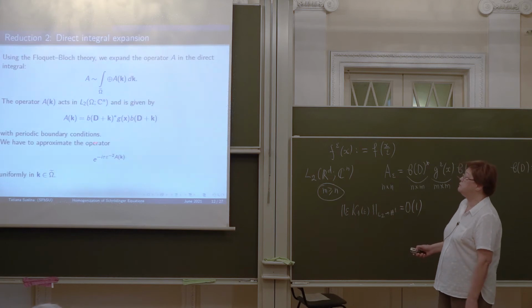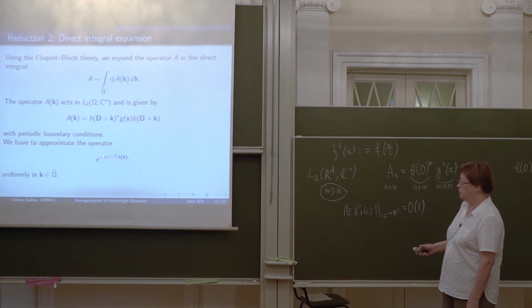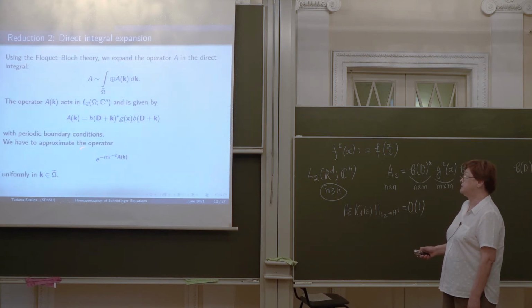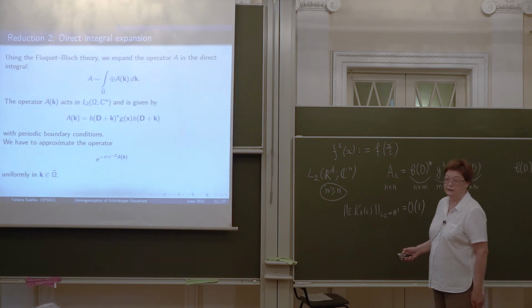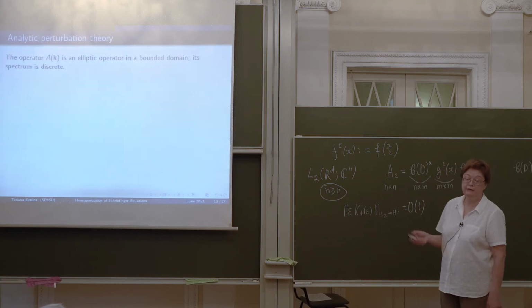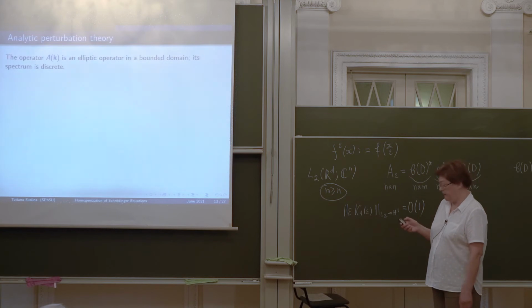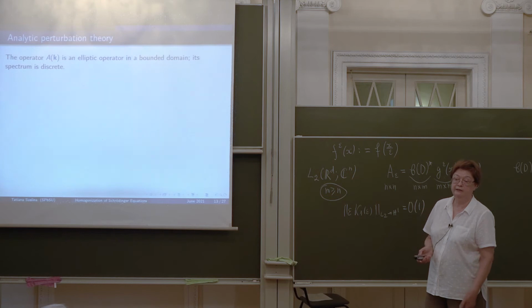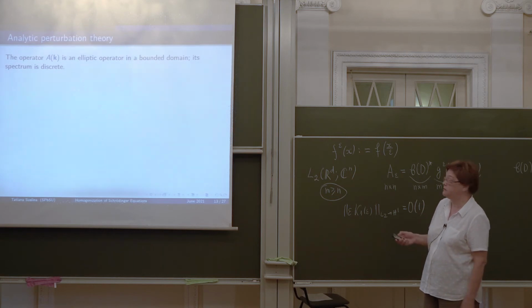Then we have to analyze this exponential for A of k. Also here we have tau multiplied by epsilon to the minus 2. And we have to find an approximation which is uniform with respect to the quasi-momentum k. The main part of the study is the study of this operator family, A of k, which is an elliptic operator in a bounded domain, so it has discrete spectrum.